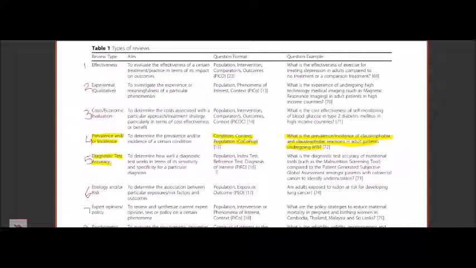The next one exclusively belongs to the medical field, which is the diagnostic test or accuracy one. Now to determine how well a diagnostic test works in terms of its sensitivity and specificity of a particular diagnosis. Now here they are using PIRD.